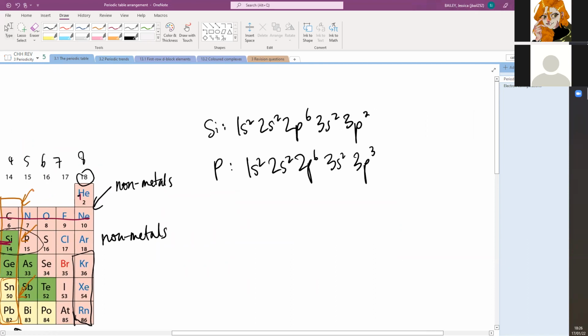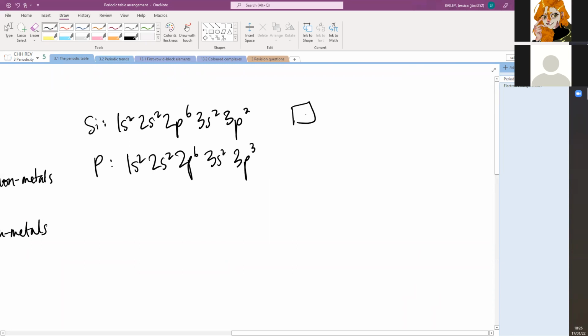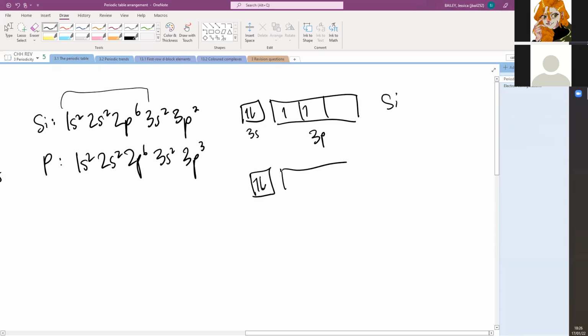Now, if I drew out the electron configurations for this, and I'm going to skip these guys because they're not relevant, so if I just did 3s and 3p, then it would be 3s2, 3p2. So that's silicon there. This is silicon. And then phosphorus would look like so.